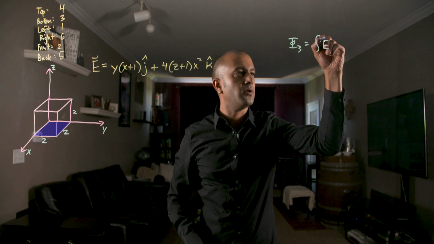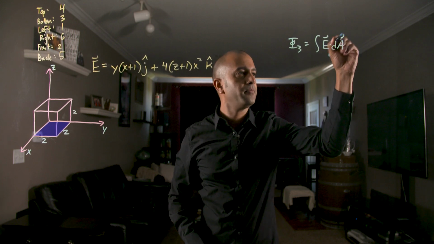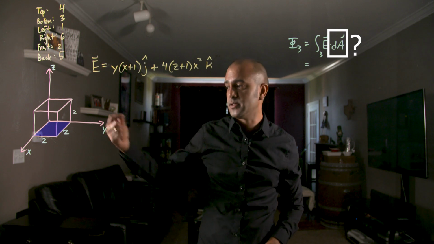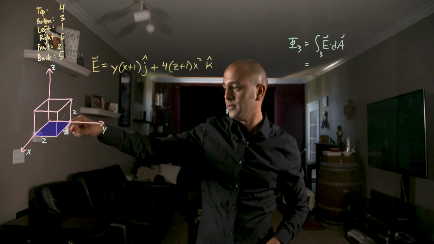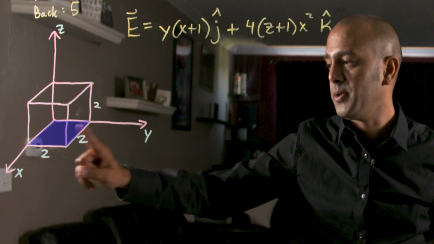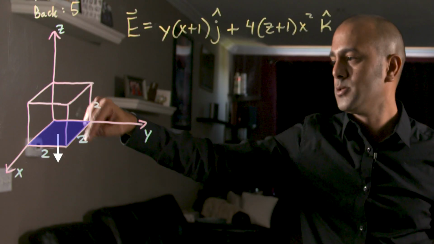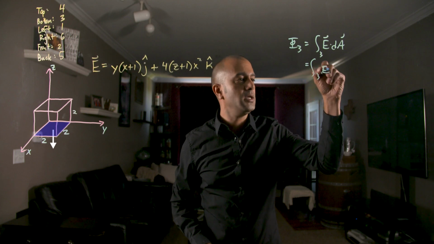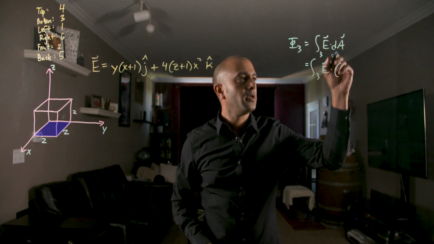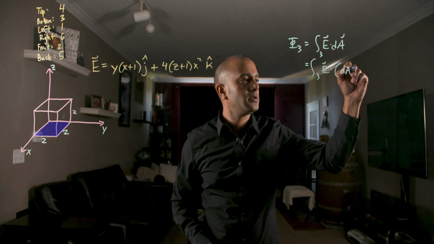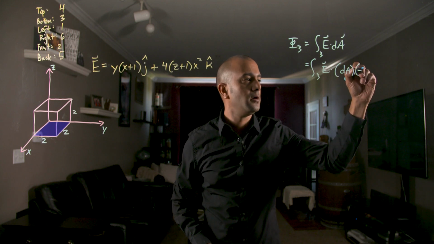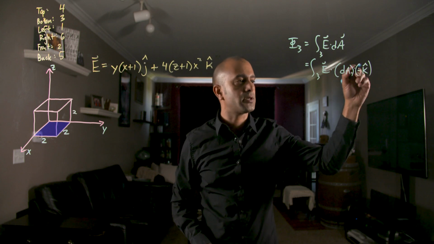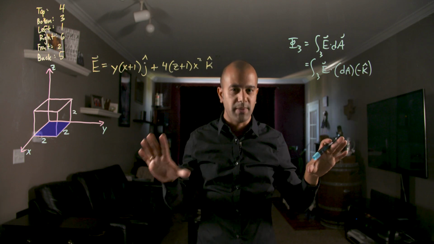The integral of the electric field over that surface 3. What is the area element dA? The area element is always perpendicular to the surface, pointing out of the closed surface. On the bottom surface here, perpendicular pointing out would be downward. So it has a minus k component. So I'll write this as E dotted with dA times its magnitude, minus k. This is the magnitude of this area element, and this is its direction. I'm just separating its magnitude and direction.